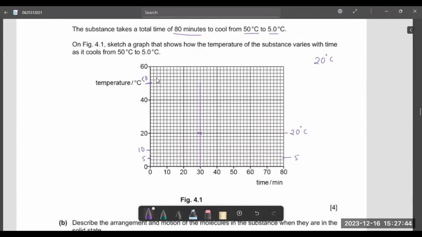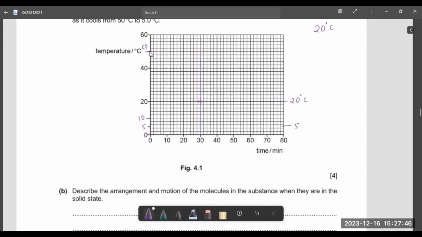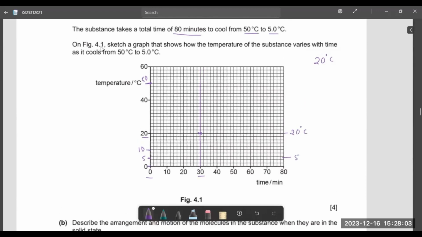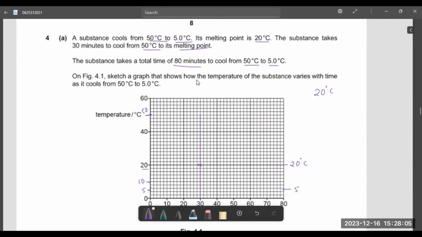So in the first 30 minutes, starting when the time is 0, the temperature was 50. When the time was 30, the temperature is its melting point, that is 20. So what we need to find here, on figure 4.1, sketch a graph that shows how the temperature of the substance varies with time as it cools from 50 to 5. So it is cooling, so the temperature is getting reduced. We need to plot the graph.